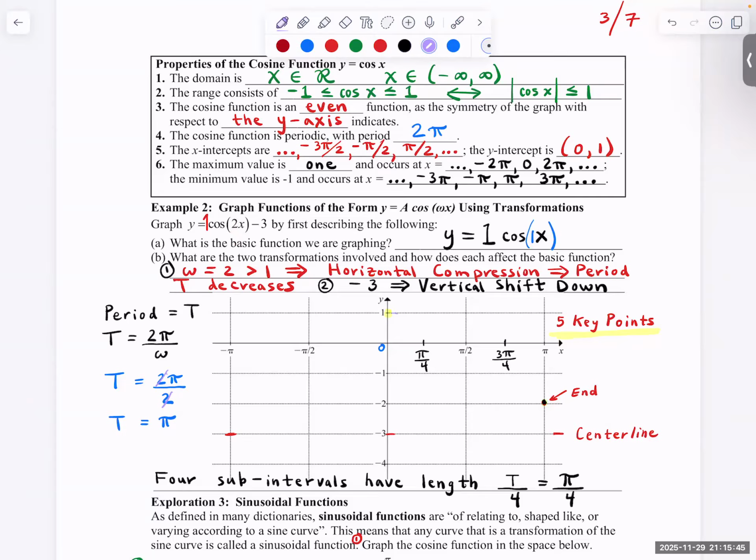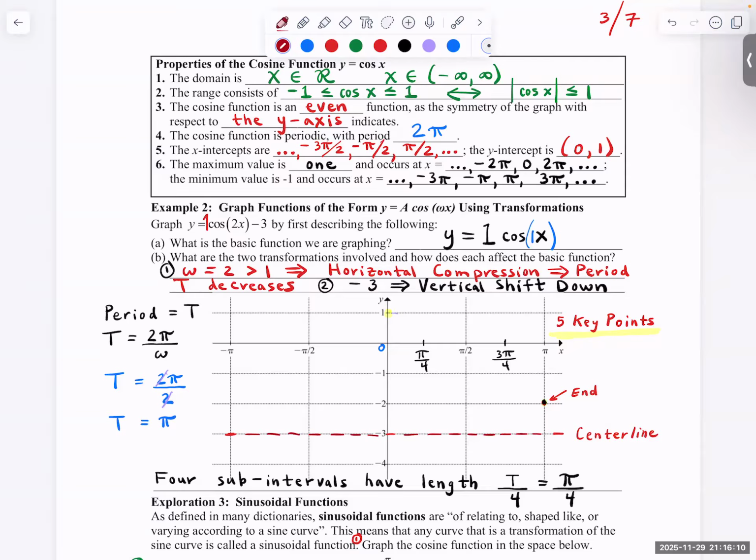All right, let's start with the center line or midline. So the center line is normally the x-axis, but now after a vertical shift down 3 units, graph in the new center line, whose equation is y equals -3.